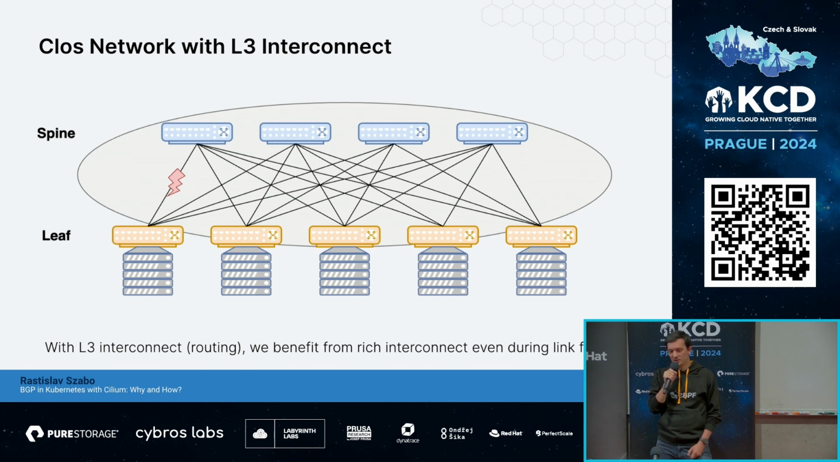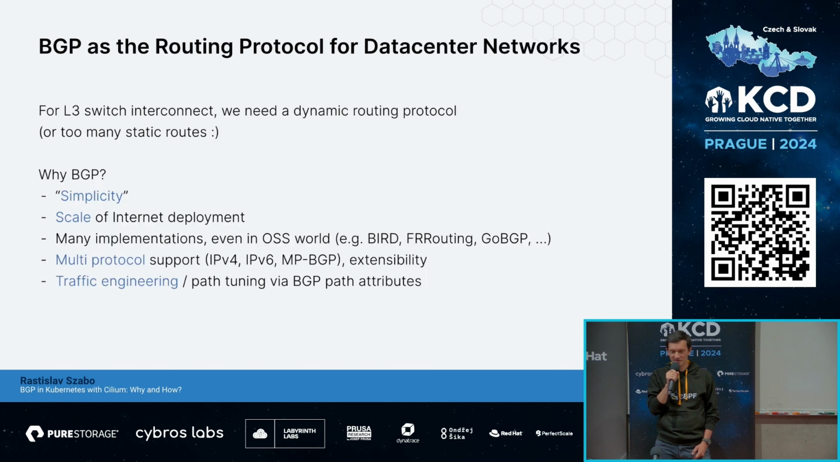But if we need to have routing between so many switches, we need a routing protocol or too many static routes, and we wouldn't probably use static routes for such a deployment. And it turned out that BGP is a very good routing protocol for this use case. Because first, it's relatively simple. I mean, BGP is a complex routing protocol, but for a simple use case, as in this data center example, it's quite easy to bring it up.